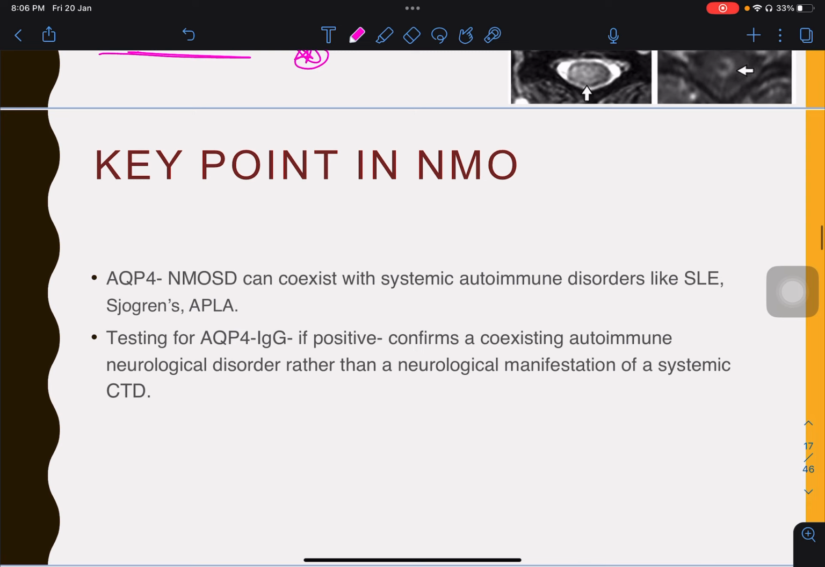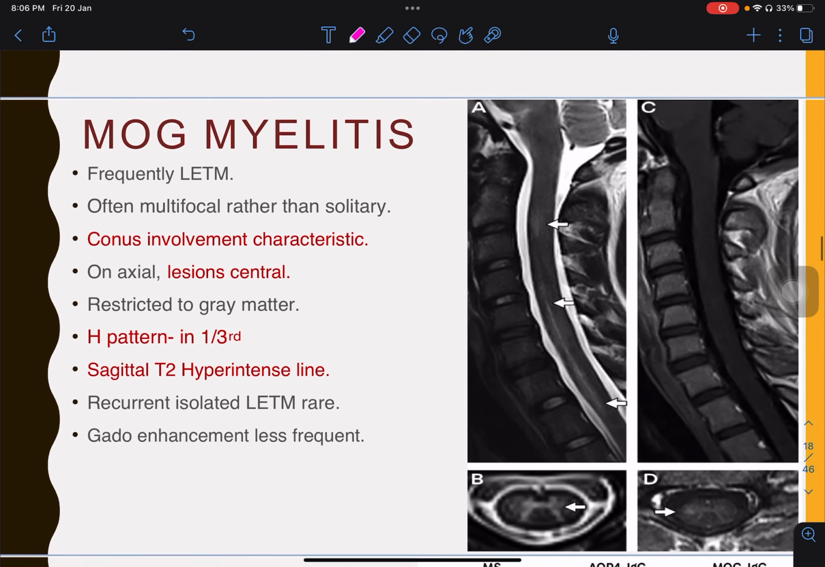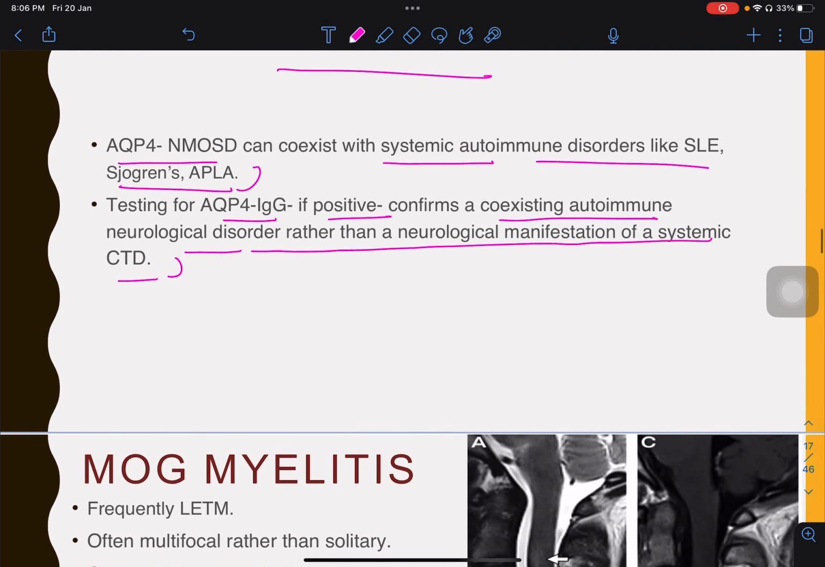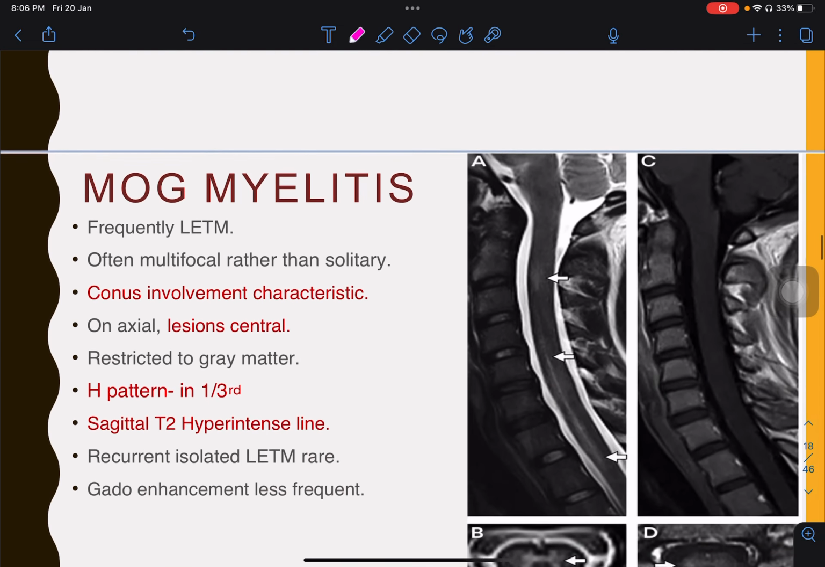So what is the key point in NMO? The key point is that NMOSD can coexist with systemic autoimmune diseases like SLE, Sjogren's, or APLA. Testing for anti-AQP4 IgG, if positive, confirms a coexisting autoimmune neurological disorder rather than a neurologic manifestation of a systemic connective tissue disorder. So if it comes positive, it confirms that there is a coexistence of both, not a neurological manifestation of a systemic connective tissue disorder.